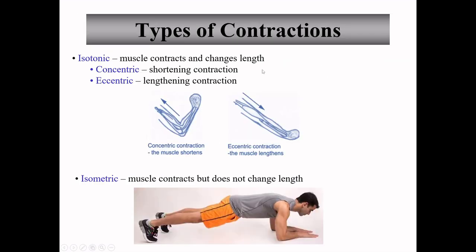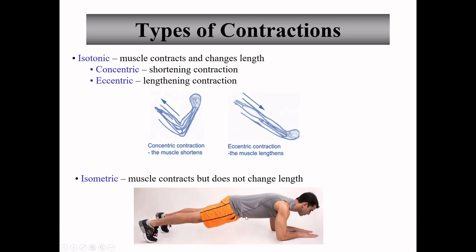Now, when the muscle contracts, we have two different types of muscle contractions. I've got isotonic muscle contractions, and I've got isometric muscle contractions. I'm going to start with isometric because I think that's just the easier one. What we want to know is iso means same, and metric, we're talking about length. So this is the same length. The muscle contracts, but it does not change length. And we see that in certain exercises like the plank that this guy is doing in our picture here.